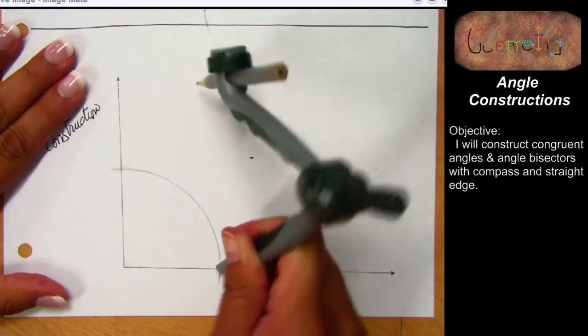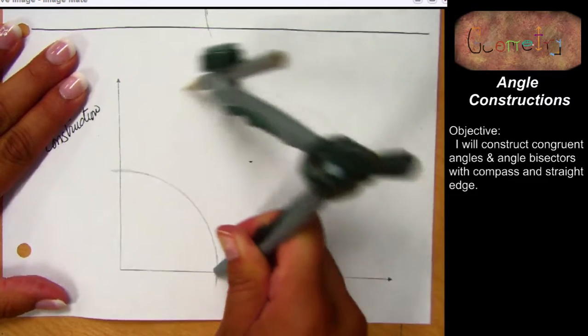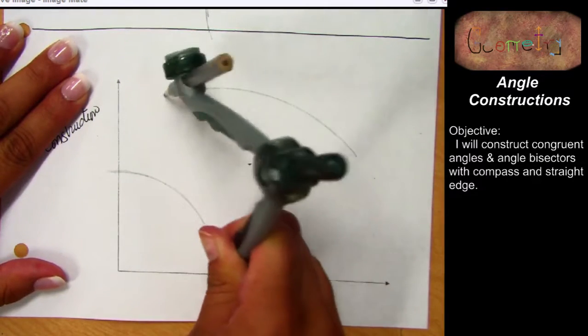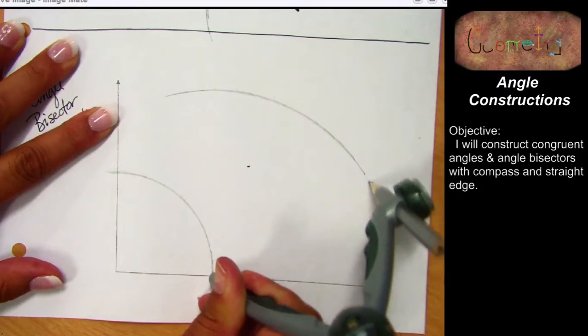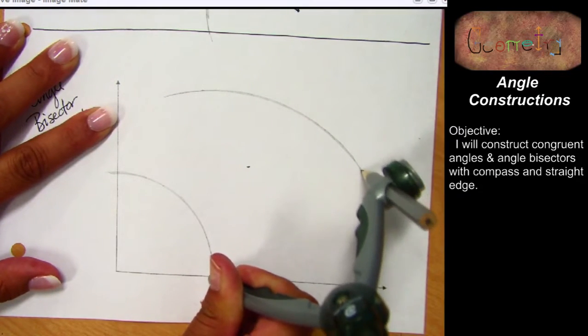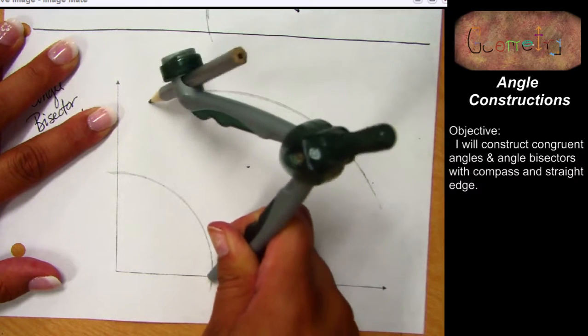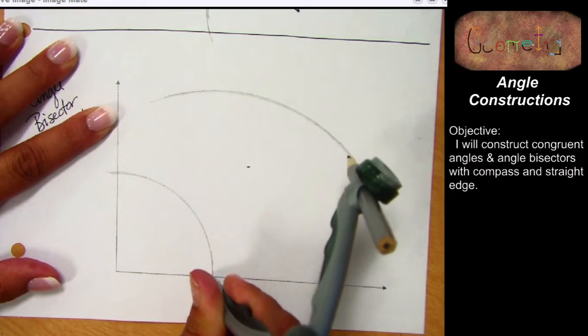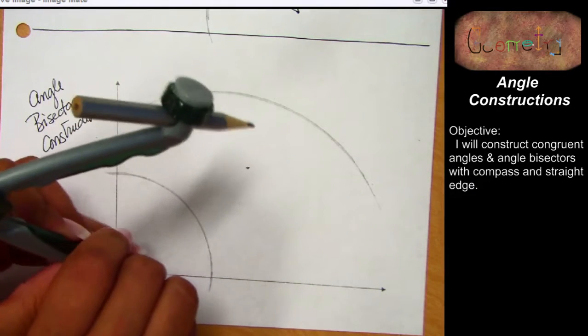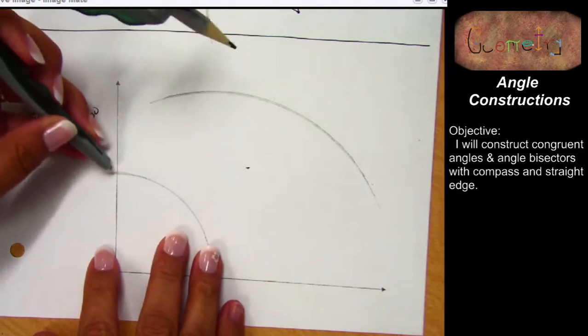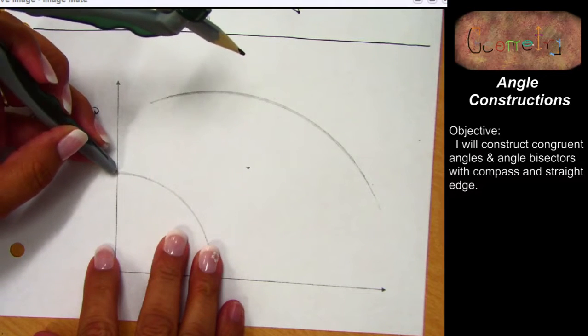I don't know how big of an arc I'm going to need, so I'm just going to make sure I fill up just as much of this interior space of the angle as I can. So, there we go. That's a nice big arc, taking up a lot of real estate there inside my angle. Now using that same radius, I'm going to center my compass on the other intersection.